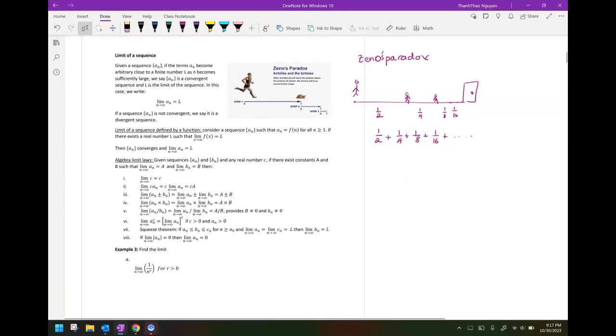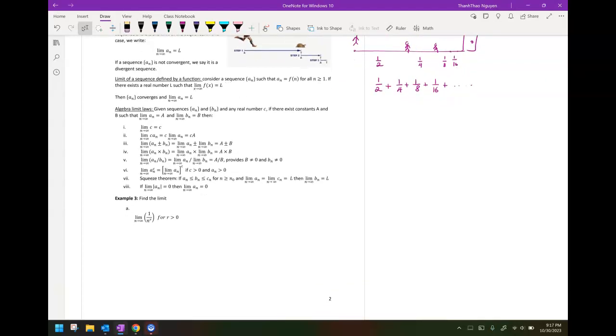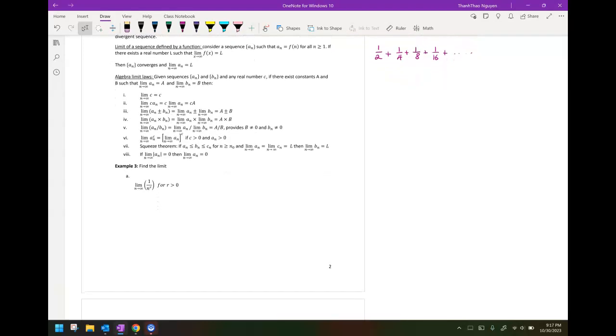Okay. The limit of a sequence is defined by a function. Consider a sequence a sub n so that a sub n equals f of n for n greater than or equal to 1. If there exists a real number L so that the limit as x approaches infinity of f of x equals L, then the sequence a sub n converges and the limit as n approaches infinity of a sub n equals L. And we have algebra for the limit laws. Okay, so you can take a look at it on your own.